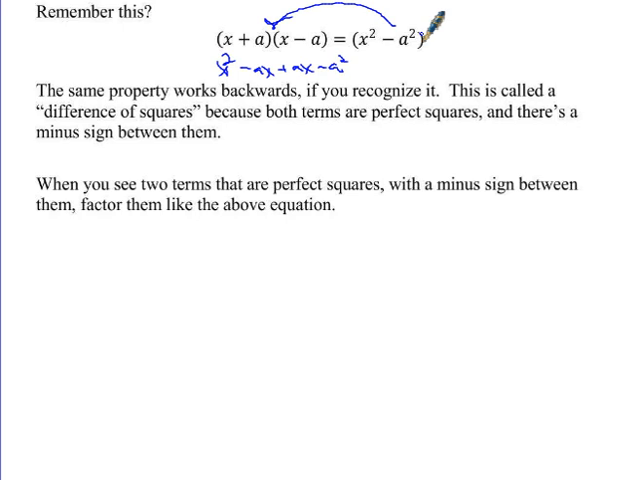So this is called the difference of squares, because both terms are perfect squares and there's a minus sign between them. Difference means subtract. Minus means subtract, so difference means a minus sign. When you see two terms that are perfect squares with a minus sign in between them, factor them like the above equation. Starting with this is what you'll be given. You're going to go straight to that. To get this number, you'll have to take the square root of this one. To get this number, you'll have to take the square root of this one. And then the same thing will repeat there and there. Notice that there's a plus sign and a minus sign in each factor.